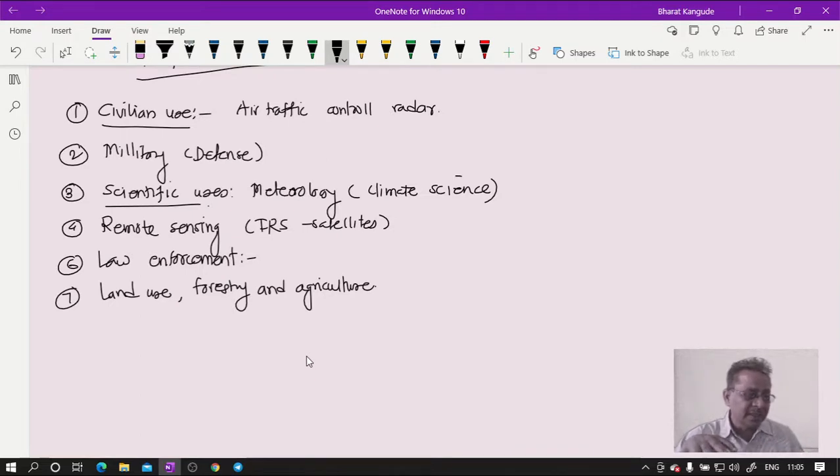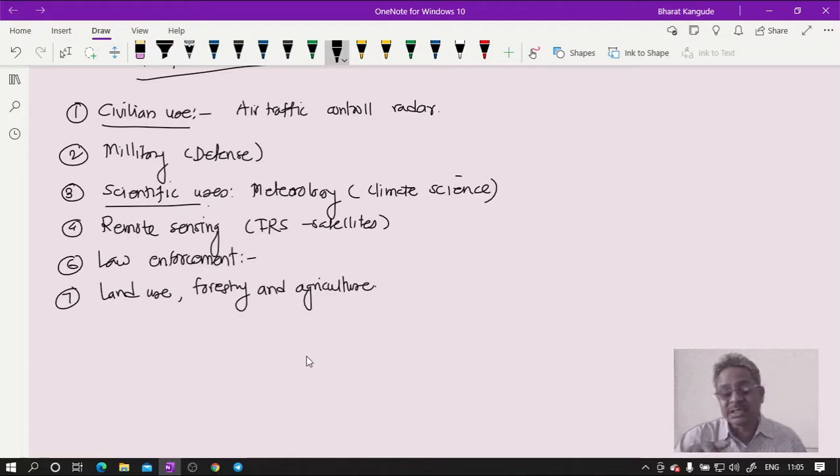Other than that, there are several other applications in geology, the science of geology. Archaeologists also use radar techniques to locate and identify things. Apart from that, as I said, there can be several other applications, but it is not possible for all of us to understand all the applications given here.